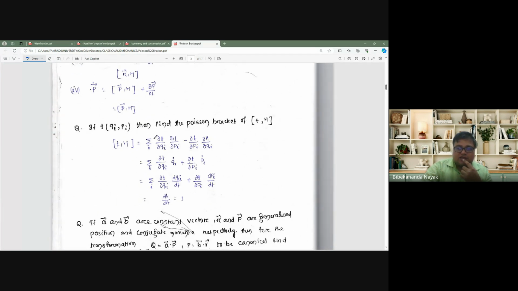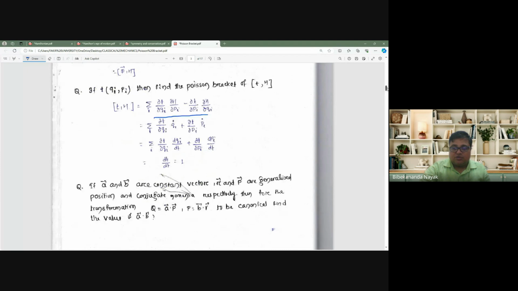If T is a function of qi, pi, then find the Poisson bracket of T and H. Even if T is not time, it is any function of qi, pi, then find the Poisson bracket of the function T and H. According to the formula, you write del T/del qi, del H/del pi, minus del T/del pi, del H/del qi. Okay, del T/del qi, qi dot, plus del T/del pi, pi dot, since minus minus is plus. So it will be del T/del qi, dqi/dt, plus del T/del pi, dpi/dt, which is actually nothing but dT/dt.